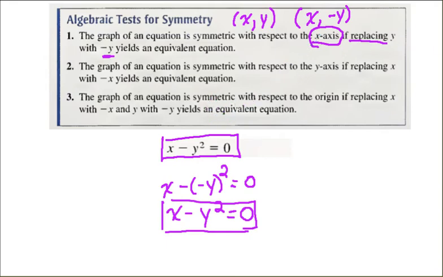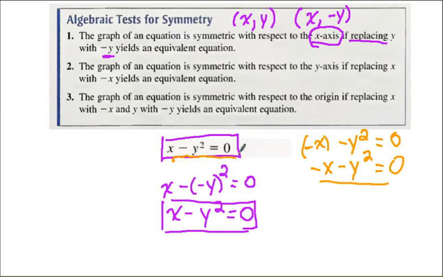We can try something here. If we want to try to find y-axis symmetry, we replace x with negative x. So I'll do it over here. Instead of having x, I'll put a negative x everywhere. So I go here, negative x minus y squared equals 0. Fortunately, this is not squared here, so I look and I see that this and this, our original, are not the same anymore, so it cannot have y-axis symmetry.